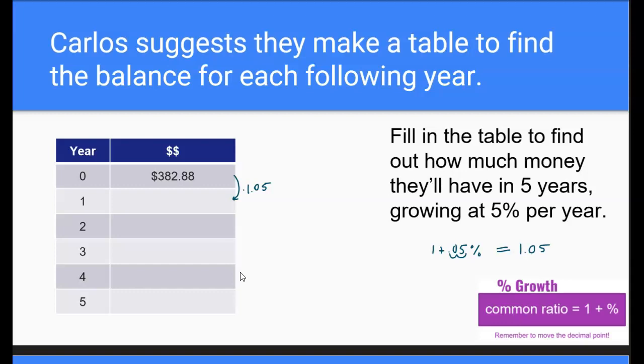382.88 times 1.05 is 402.02. Calculate another step, multiply again by 1.05. We get 422.12. Pause the video for a second and see if you can fill in the rest of the table and see if we get the same numbers.